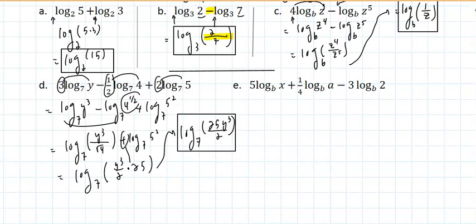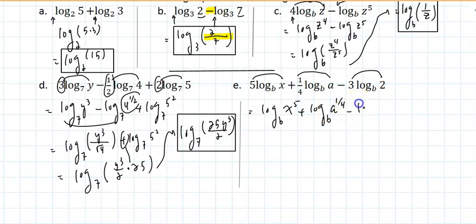Now, what's the alternative? The alternative is for me to take a shortcut. So, you know what? I know this is going to be the log base b of x to the 5th plus the log base b of a to the 1/4 minus the log base b of 2 to the 3rd. And the shortcut is for you to write a single log in one shot, the same base, and this is how it works.